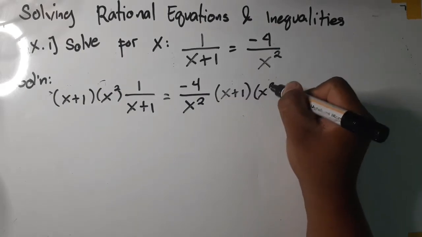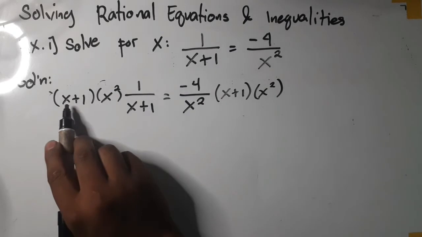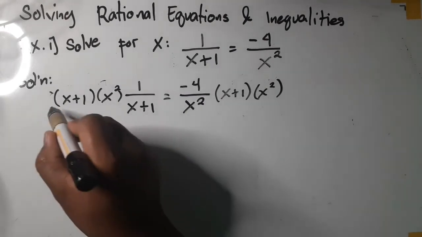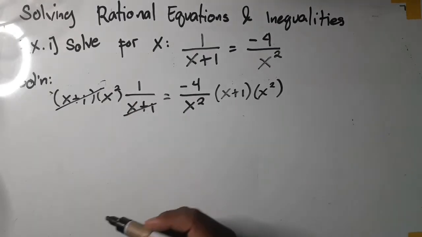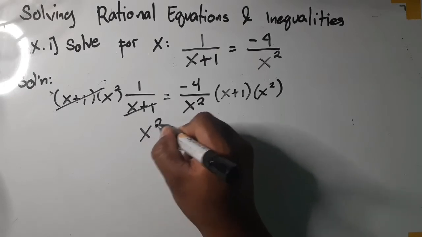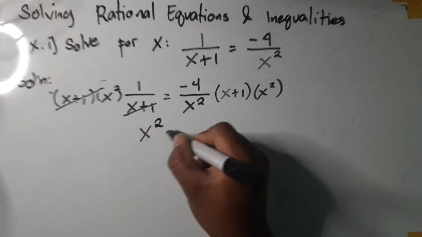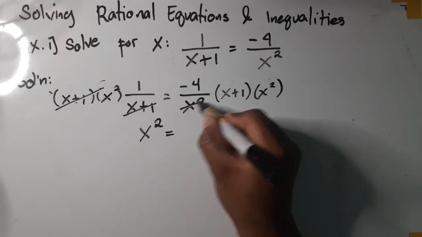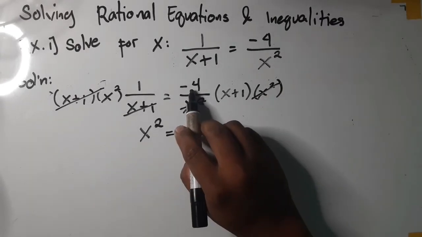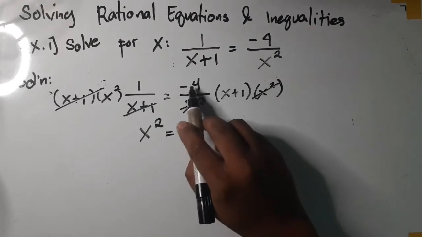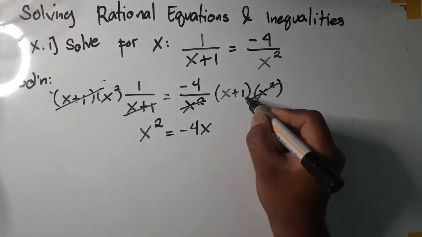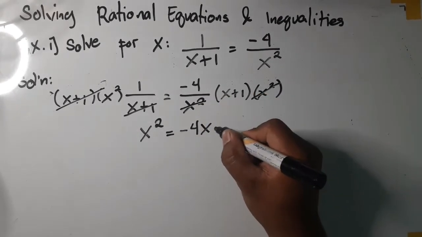Okay, so whatever you do to the left side must be done to the right side. You notice x plus 1 divided by x plus 1 is simply equal to 1, so that is an identity. For the left side, that is 1 times x squared, so what is left is x squared equal to, okay, so on the right side, x squared over x squared is also an identity. So negative 4 times x is all that is left. So negative 4 times x is negative 4x, and negative 4 times 1 is negative 4.